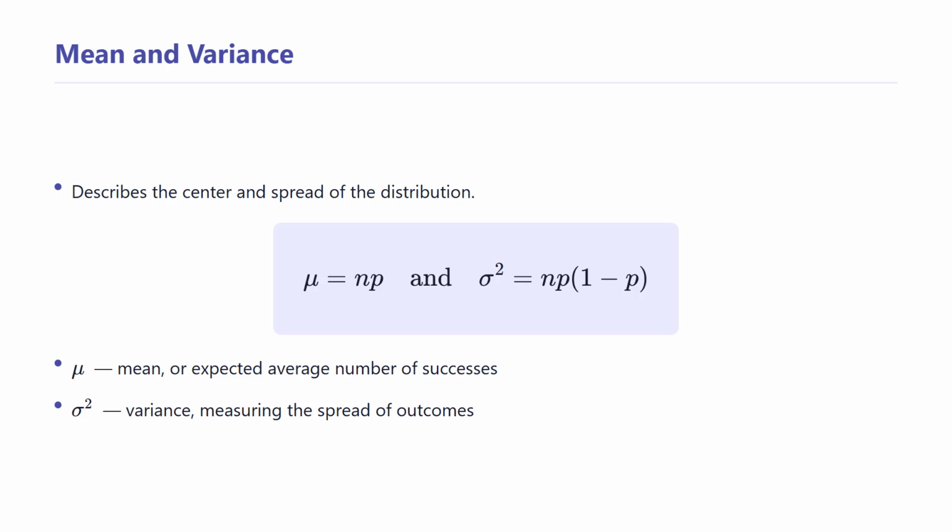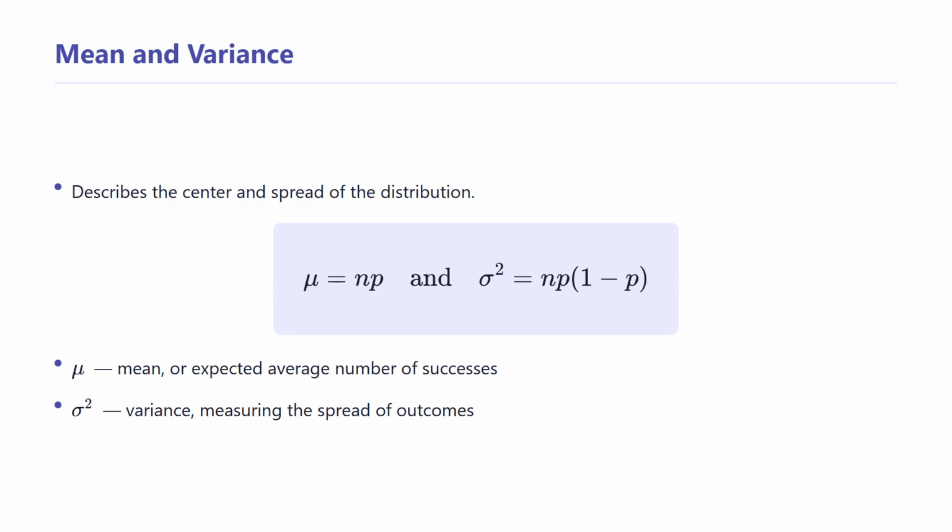This formula we just saw leads us to an important question. What is the average expected outcome? These two simple formulas give us the mean and the variance of the binomial distribution. The Greek letter mu represents the mean. This is simply the expected average number of successes if we repeated the experiment many times, calculated by multiplying the total trials, n, by the success probability, p.